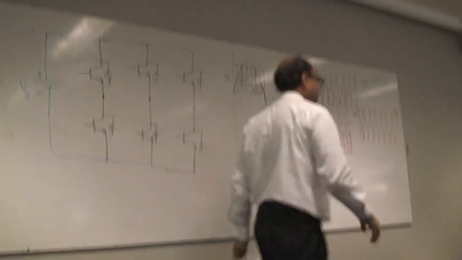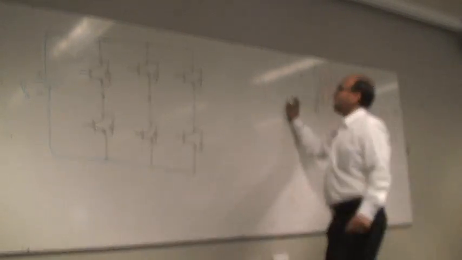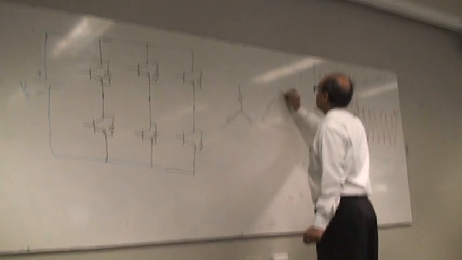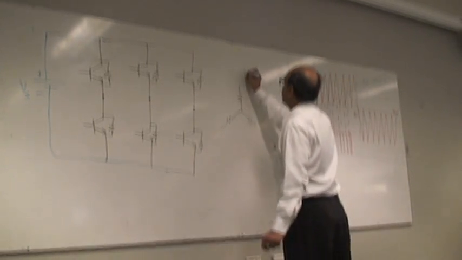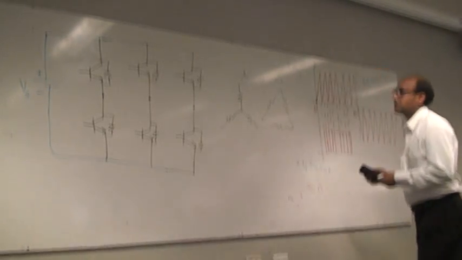So you get a junction point here, and those 3 junction points you connect to your load. Your load can be either star connected or delta connected, because it's a 3-phase load. It doesn't really matter how you got the load. What matters is the 3 line terminals.